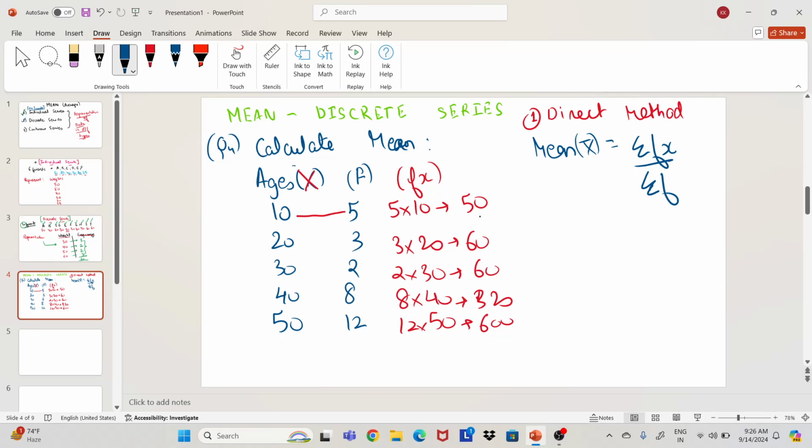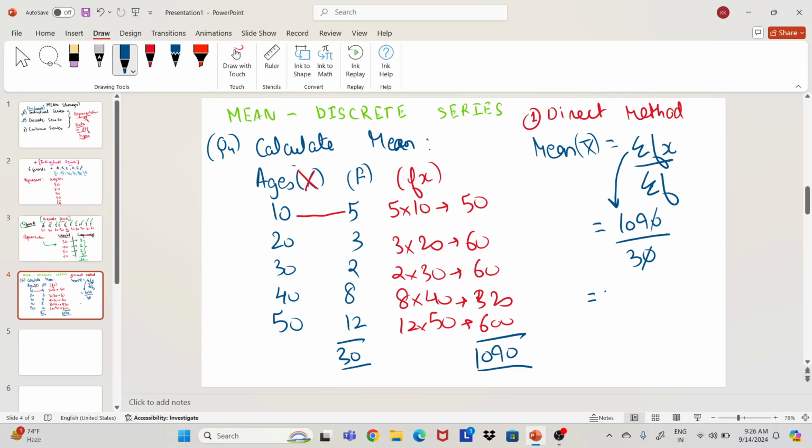Summation means the addition of all the values of fx. Now if we add this down, that is 50 and 60, that is 110 plus 60, 170, 170 plus 20, 190, 190 plus 300, that is 490, 490 plus 600 is 1090. So summation fx turns out to be 1090, and summation f means the addition of all the values of frequency, that is 5, 3, 8, 10, 18 and 12, 30. So this is divided by 30.